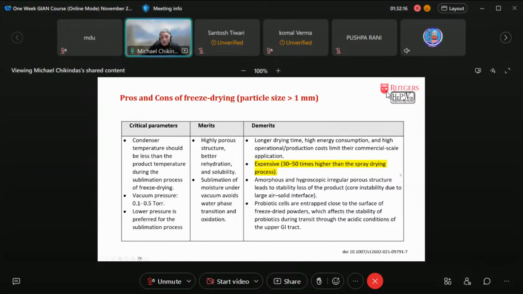Price, like longer drying time, high energy consumption. These are all the factors that are adding to the price of the method.